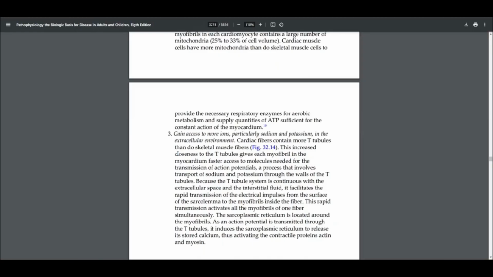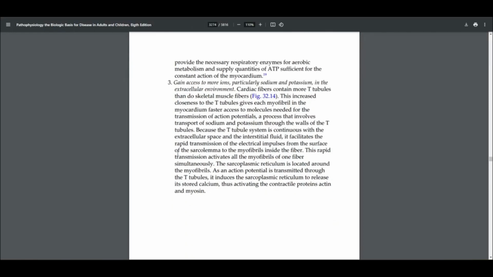The sarcoplasmic reticulum is located around the myofibrils. As an action potential is transmitted through the T-tubules, it induces the sarcoplasmic reticulum to release its stored calcium, thus activating the contractile proteins, actin and myosin.